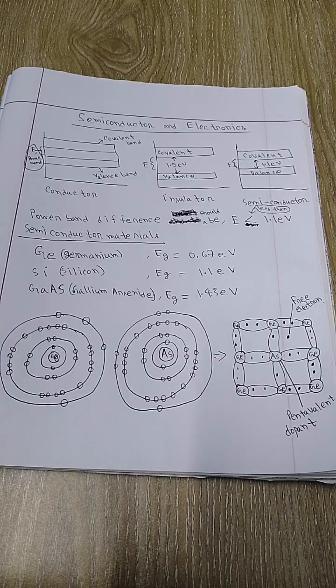A semiconductor is a material whose electrical conductivity is between that of a conductor like copper and an insulator like glass. The most common semiconductor material is silicon, and another important one is germanium. So, what can we understand by a semiconductor?